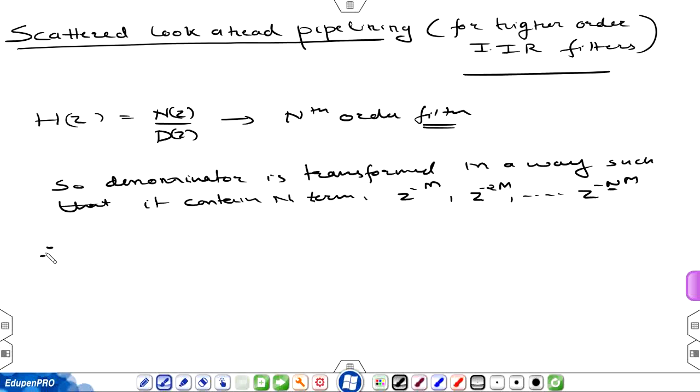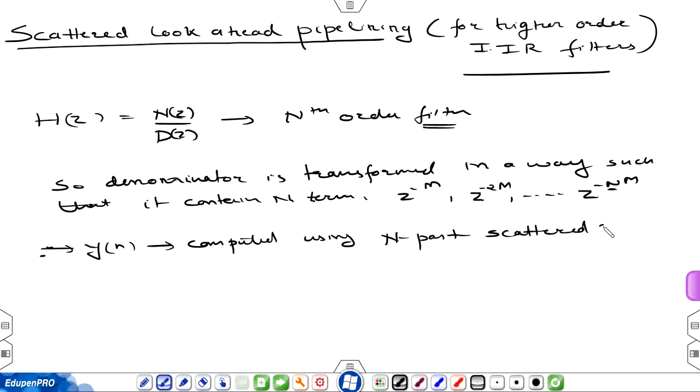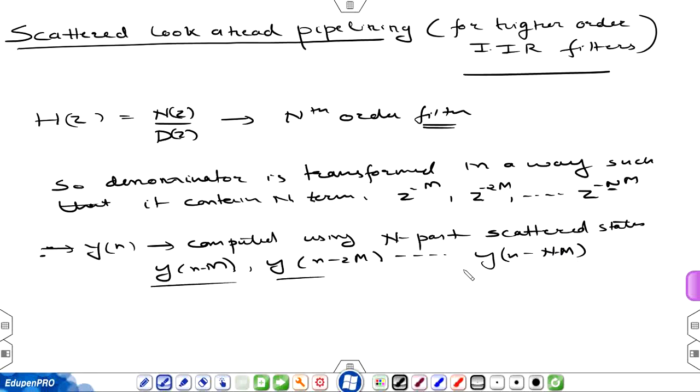It means that y(n) is computed using n past scattered states that are y(n minus M), y(n minus 2M) up to y(n minus N multiplied by M). So these are the states using which we will calculate y(n).